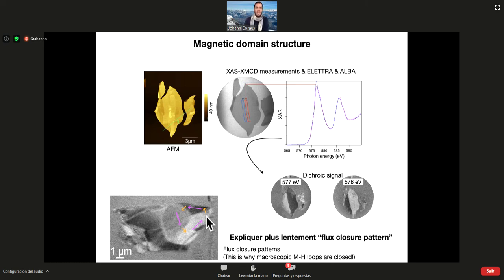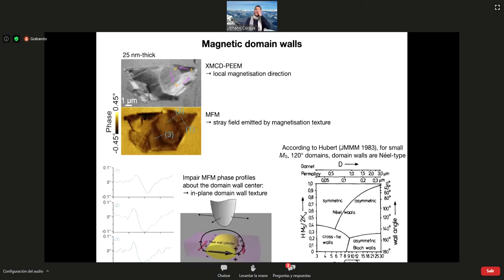This is the same flake for which we applied a magnetic field to reorganize the magnetization pattern in the flake. And you see here a flux closure pattern with an in-plane magnetization. I should insist this is in-plane magnetization for a flake which is a few 10 nanometers in thickness. Okay, so what you can do is compare what we have here to results we obtain in the lab.